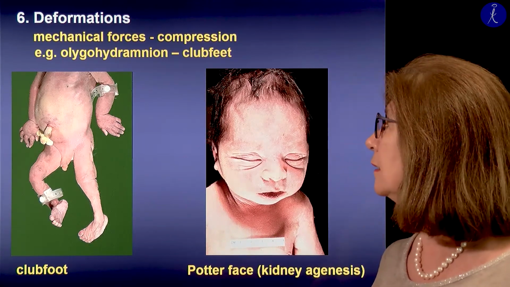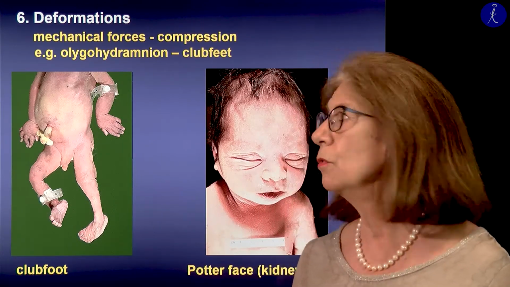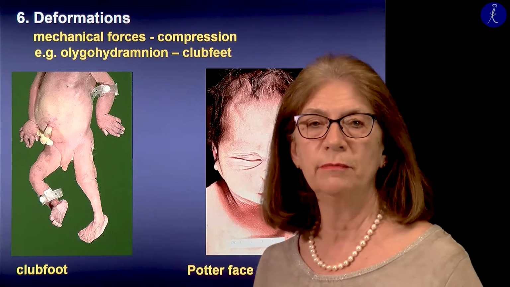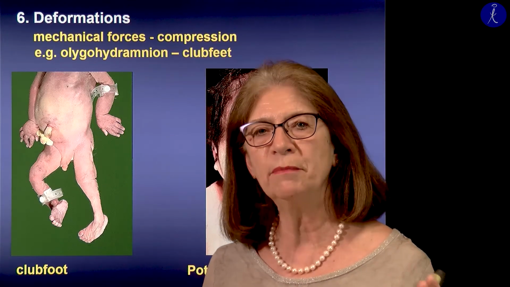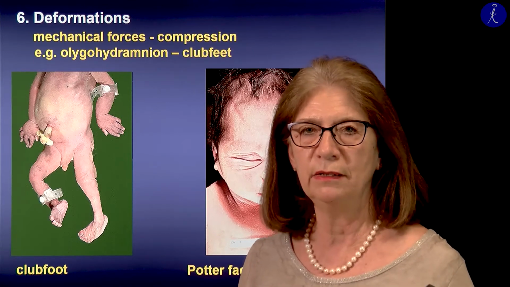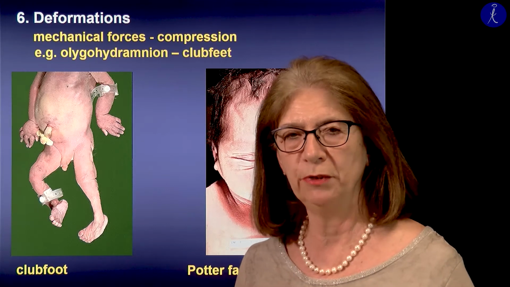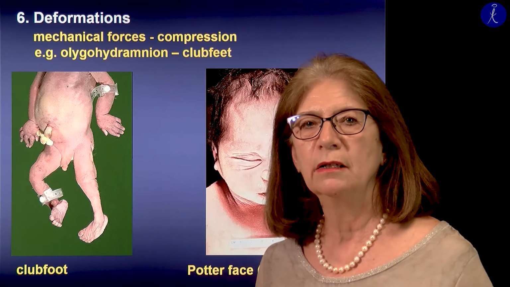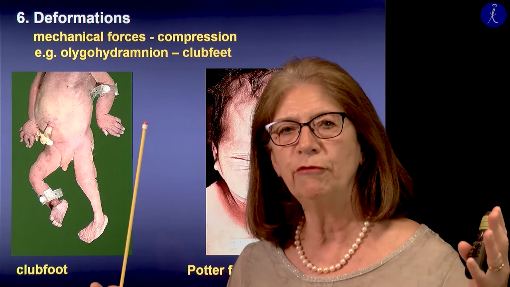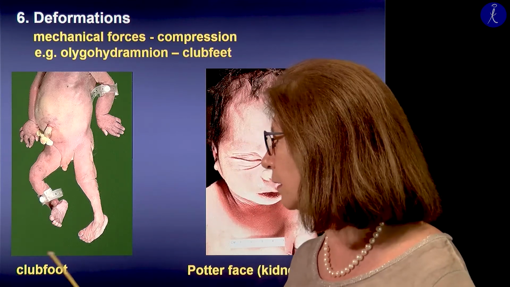Nowadays, this lack of space is mostly due to oligohydramnion. What does this mean? That there is little amniotic fluid. Why may it happen that we have little amniotic fluid? It may leak, so the leakage of the amniotic fluid alone can cause that there is not enough fluid around the baby and the baby cannot move freely, and they may end up with clubfoot.